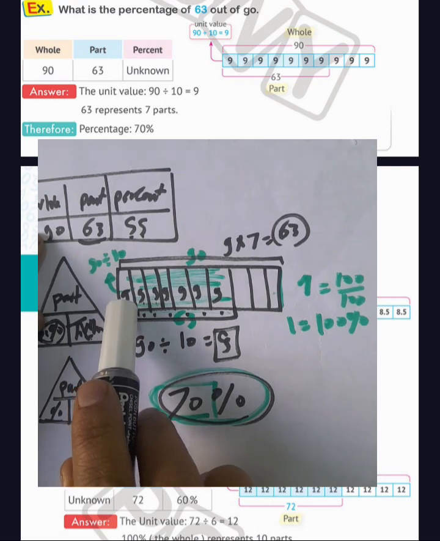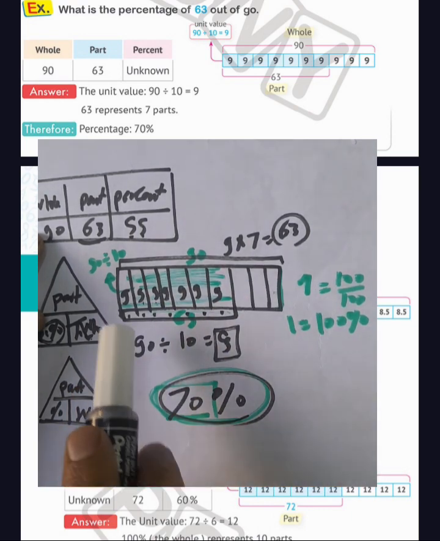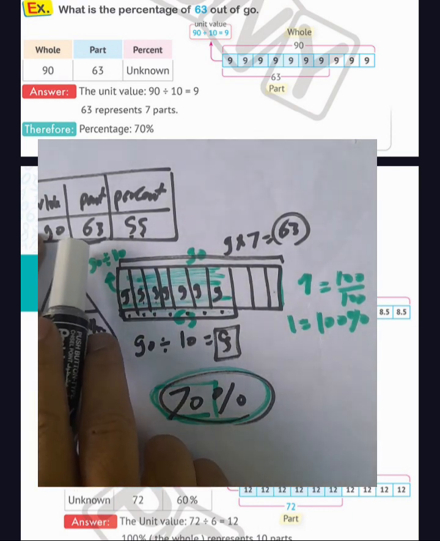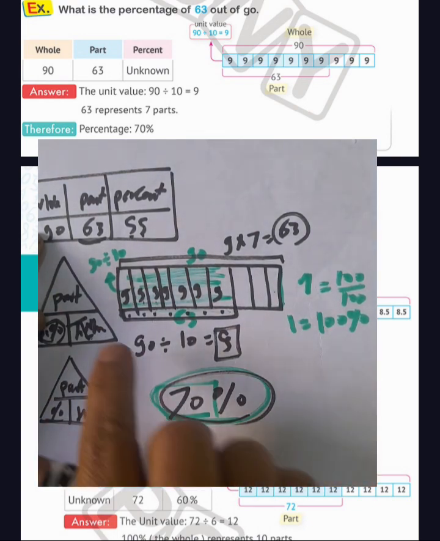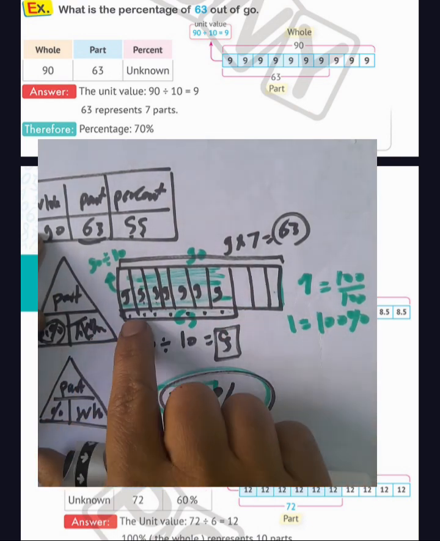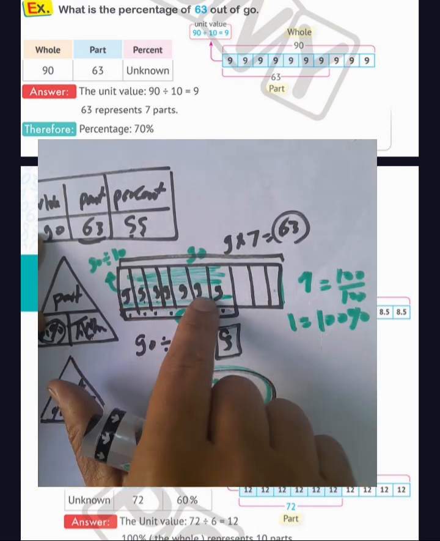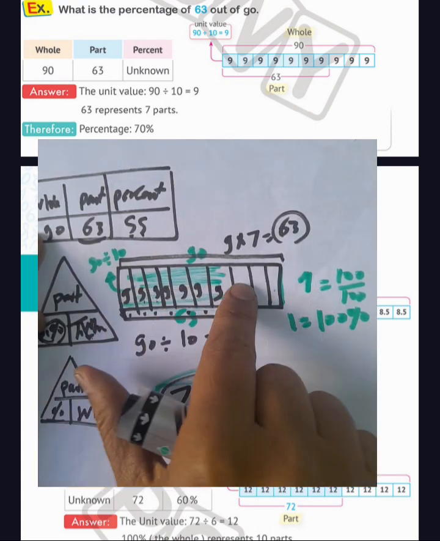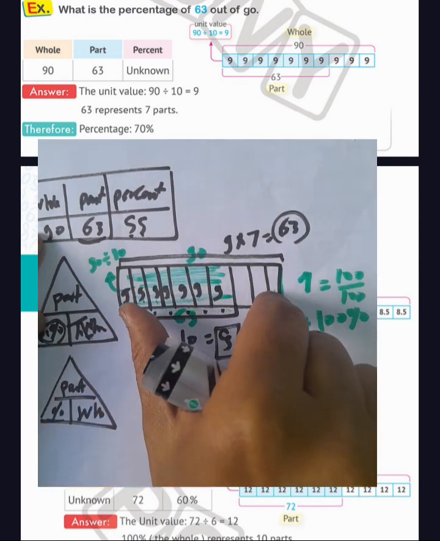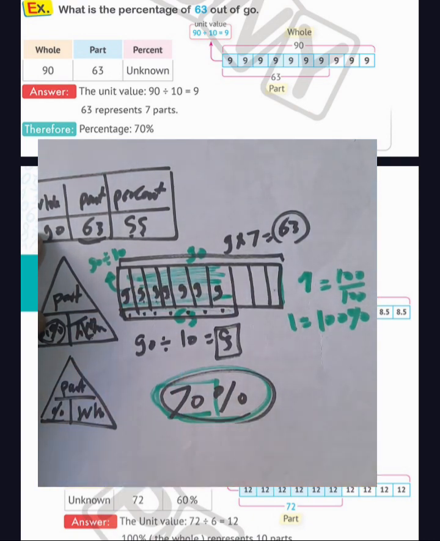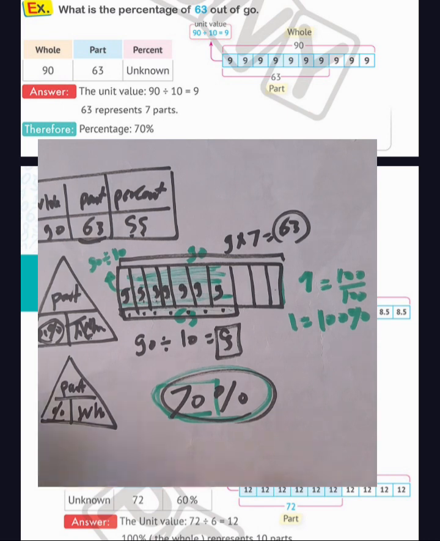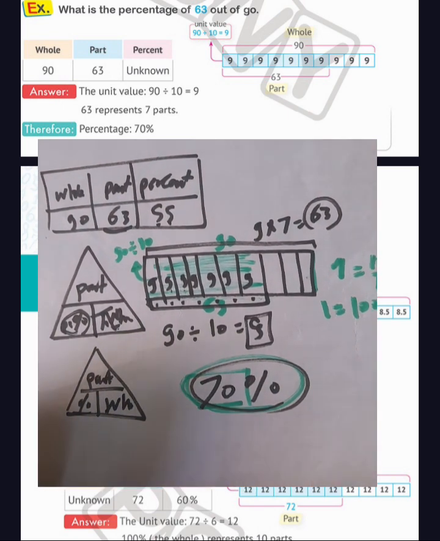Because 9 times 10, it will be 90. Write 9, 9. But we want to find 63. 63, how many 9s? 7 times 9 equals 63. Then we must choose 7 numbers. 7 parts from 10 parts, it will be 7 times 10, it will be 70%. Okay, it's the result of this method.